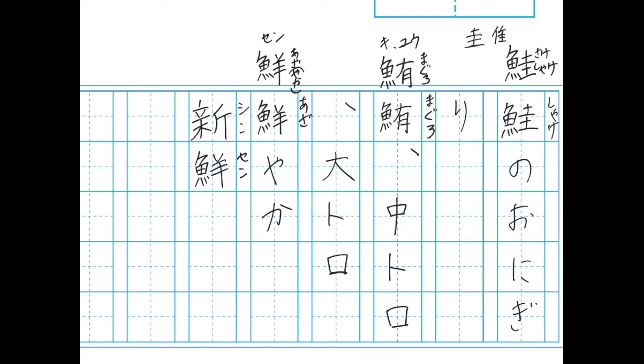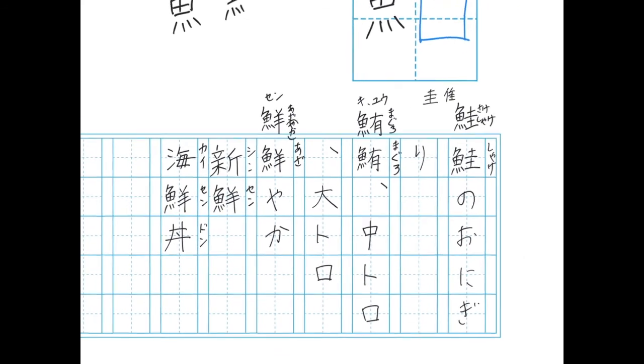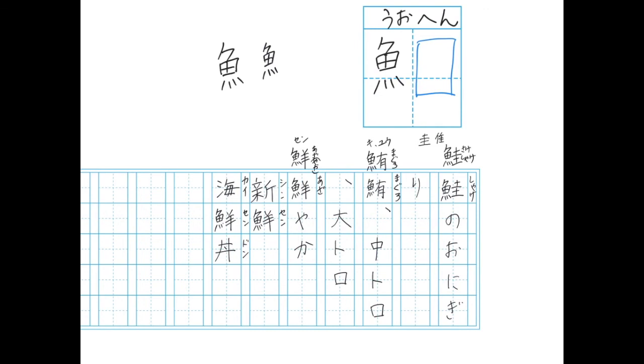The last jukugo for azayaka is kaisendon. Kaisendon is a type of seafood bowl. So basically just rice with raw seafood on top of it. So we start with umi, azayaka, and then donburi, which is like this, like ino, or ido, and then a ten in the middle. Kaisendon. So kaisen is seafood, and don is for donburi. This concludes the kanji for uohen. The kanji for uohen are sake or shake, maguro, and then azayaka.